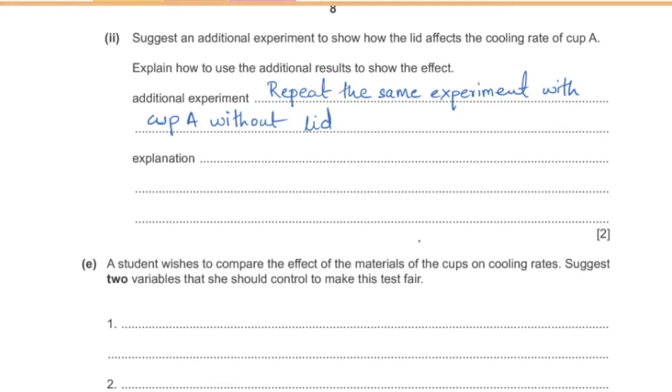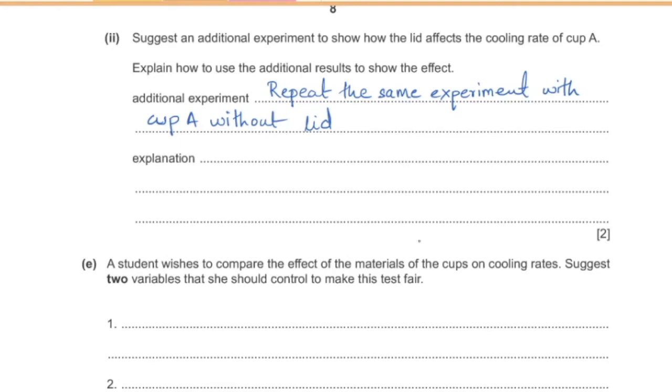Now, we are going to calculate the new average cooling rate and subtract it from the cooling rate of cup A with the lid on, to know whether the cooling rate was higher this time. If subtracting it from the last cooling rate gives a positive value, that will mean that the cooling was faster with no lid on cup A.